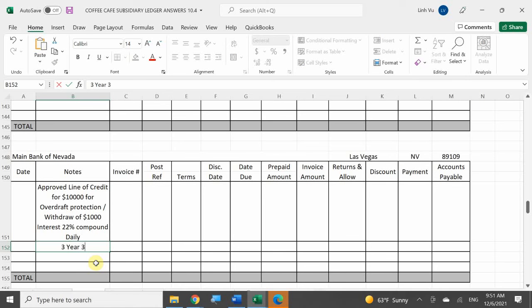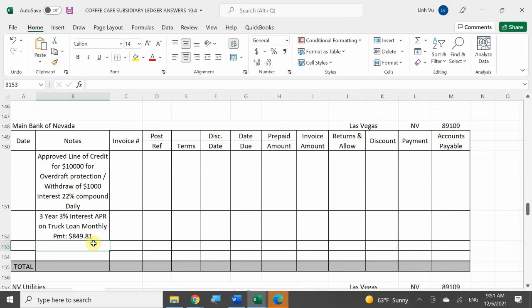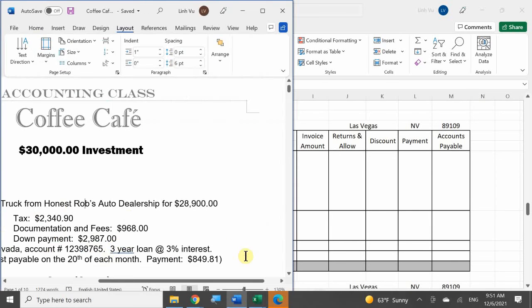3-year, 3% interest APR on truck loan monthly payments. Monthly PMT is going to be $849.81. Okay. And that's all the information you need to have there, because first off, I haven't received my first bill yet. But I do know this because I was given this piece of information.